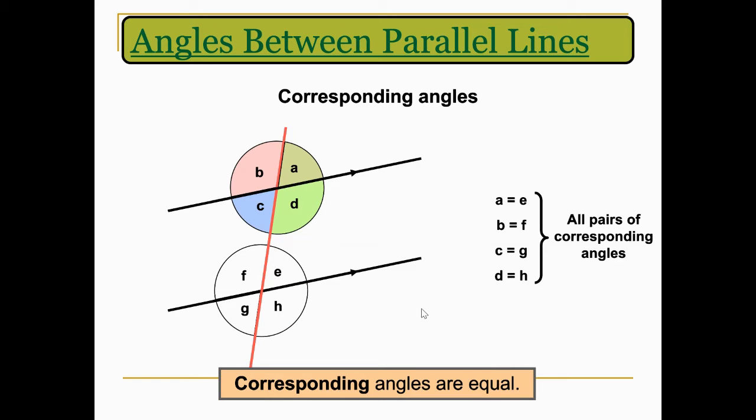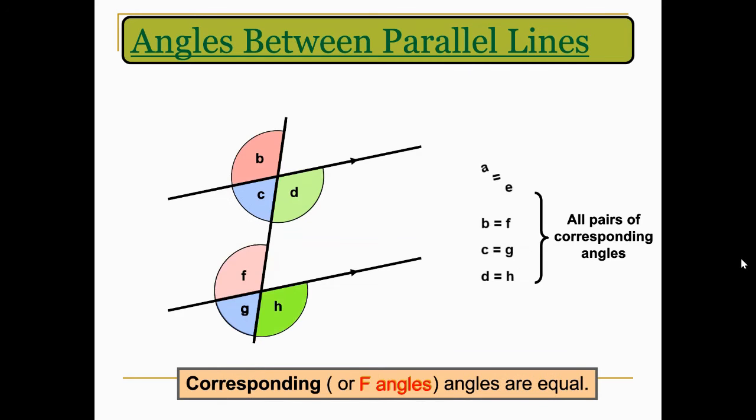Those angles are equal to each other. So A is equal to E, B is equal to F, C is equal to G, and D is equal to H. Those are called corresponding angles. If they're in the same spot on parallel lines with an intersecting line, then they are corresponding and they are equal to each other. So A equals E. F equals B. Guess what? H also equals F, and G also equals E.